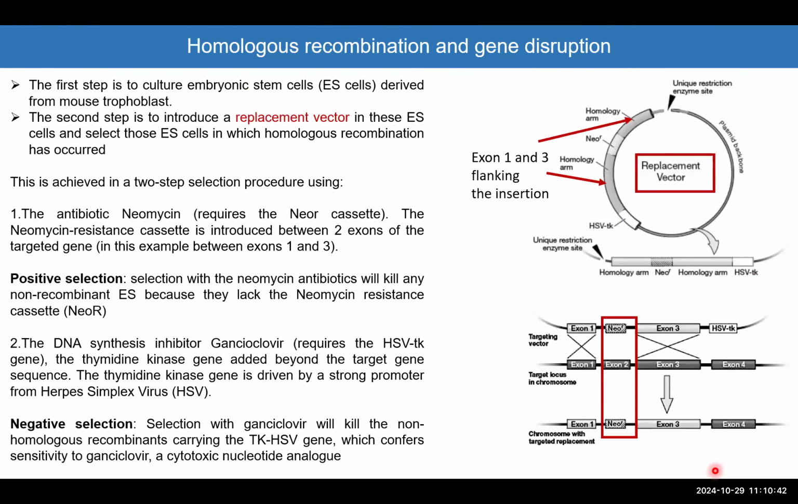Okay, it seems that this slide should have been before, but it flipped here. But anyways, I was going to describe the positive and the negative selection that I mentioned already 5 times right now. The positive selection is the usage of the neomycin, and the negative selection is the usage of the thymidine kinase.